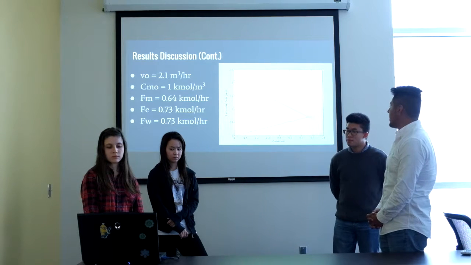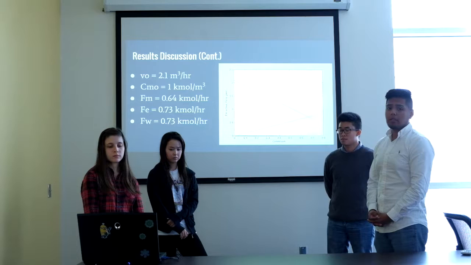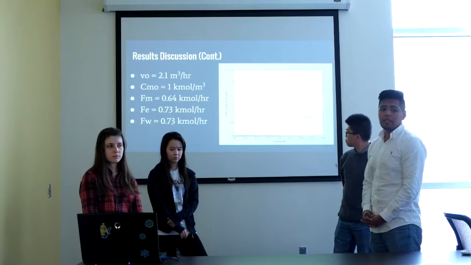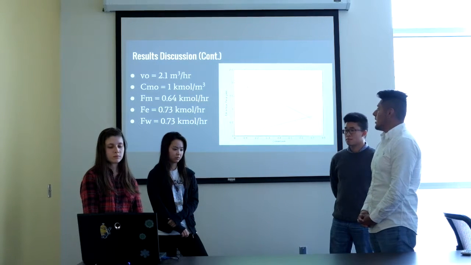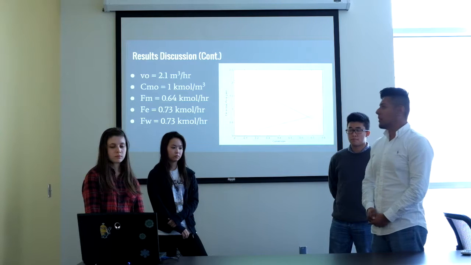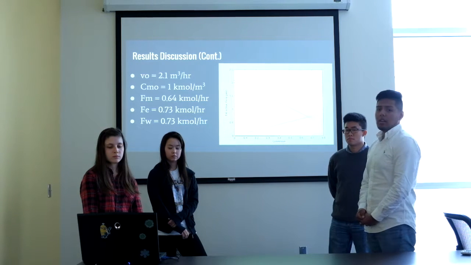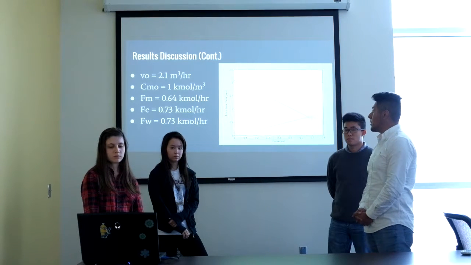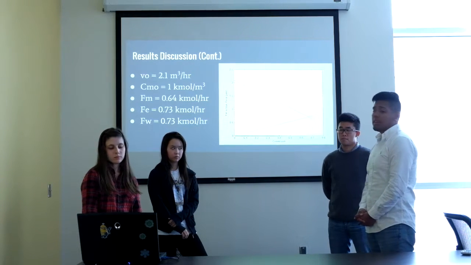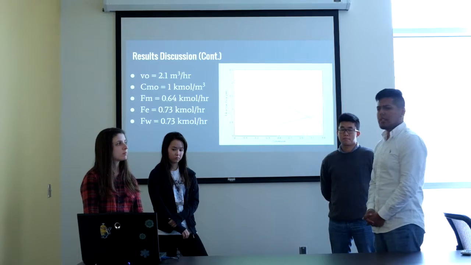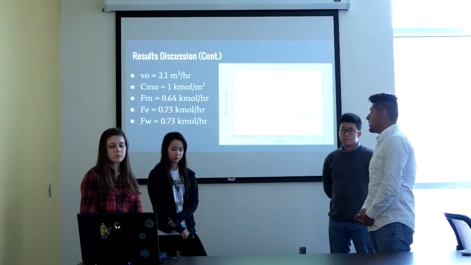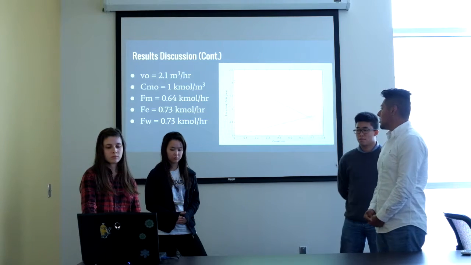Okay. So in this slide, we have a plot of the molar flow rates exiting the packed bed reactor as a function of conversion. So with designing the packed bed reactor, the volumetric flow rate is considered constant, and using a basis of 483 tons of DME produced, we were able to derive a volumetric flow rate to be 21 cubic meters per hour, with an initial concentration of methanol being 1 kmol per cubic meter. Now, at 600 Kelvin and 70% conversion, our exiting molar flow rates of methanol, dimethyl ether, and water are 0.64, 0.73, and 0.73 kmol per hour respectively.